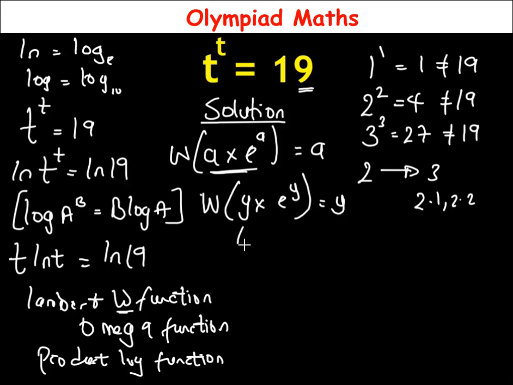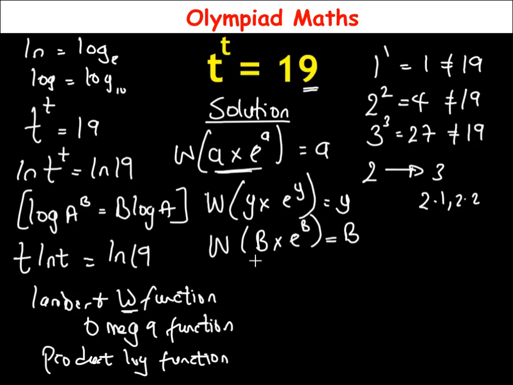Same thing also if you have, let's say, an expression b times e to the power of b, right? If you apply the Lambert W function, you will get that same b back. To then apply the Lambert W function, what we'll do is make t ln 10 resemble this.